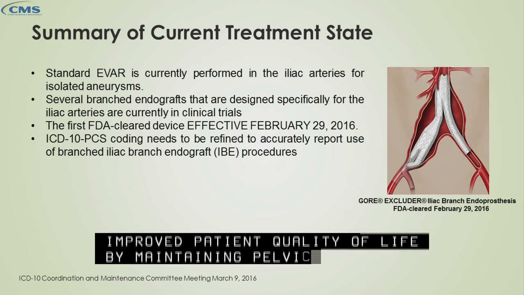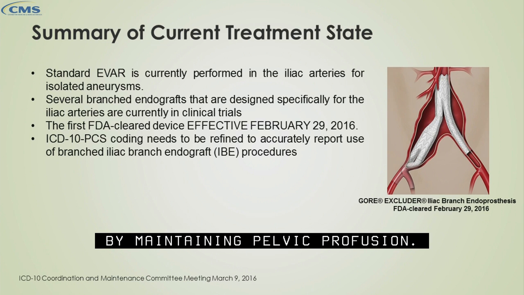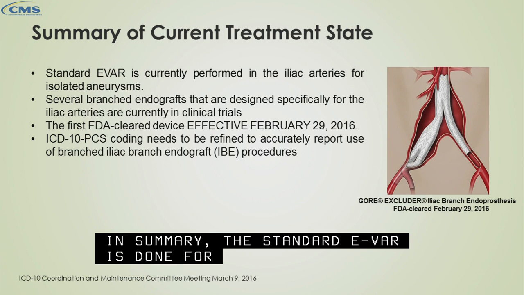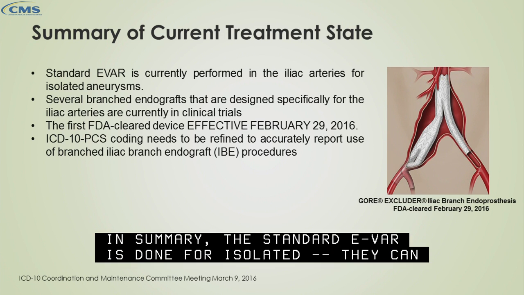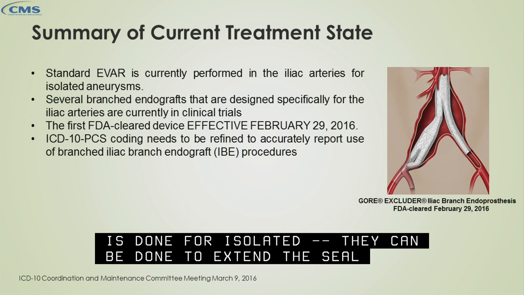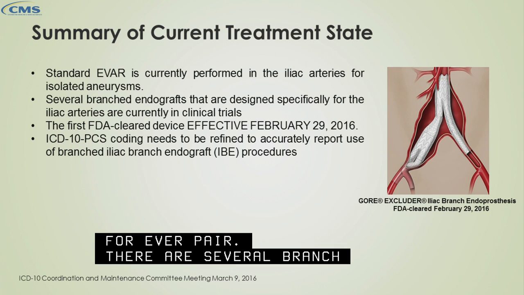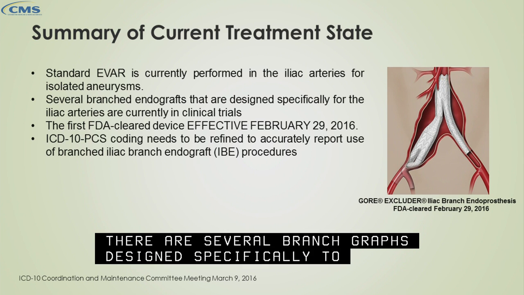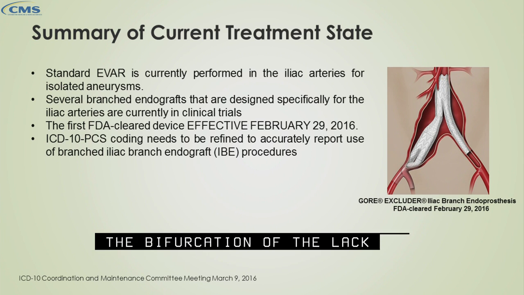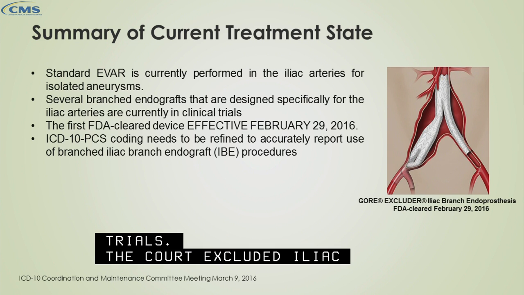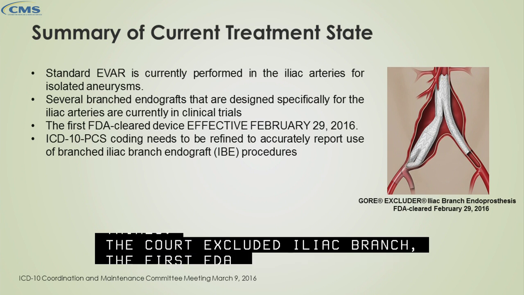So in summary, standard EVAR is currently performed in the iliac arteries. It's done for isolated iliac aneurysms. It can also be done to extend the seal zone for an aortic aneurysm repair. There are several branch grafts designed specifically to treat the bifurcation of the iliac arteries that are in clinical trials. The Gore Excluder iliac branch endoprosthesis is the first FDA cleared device. It got its approval on February 29th.